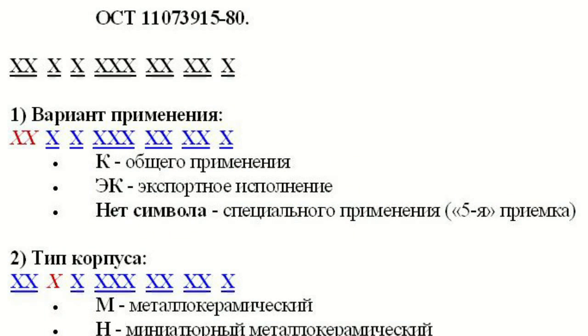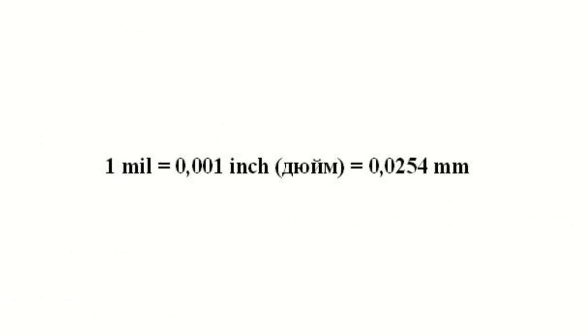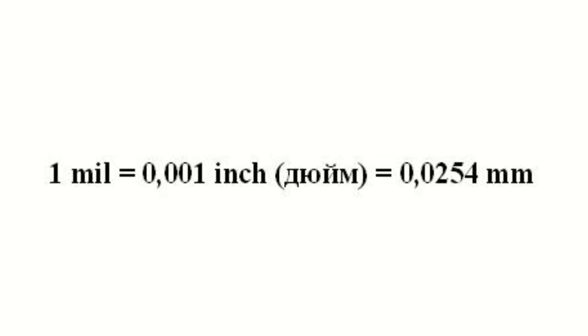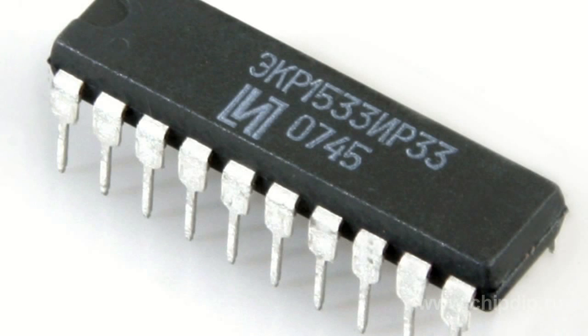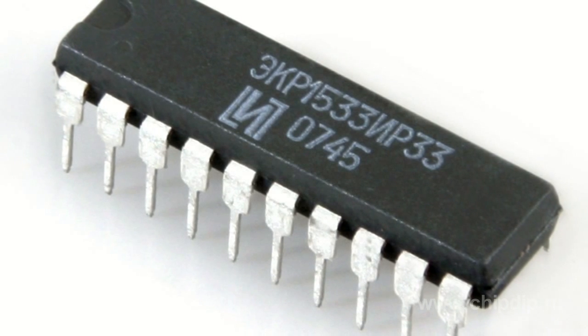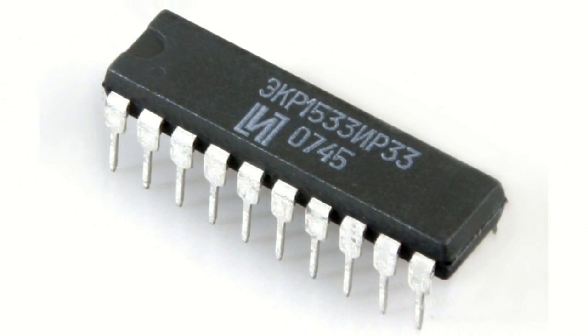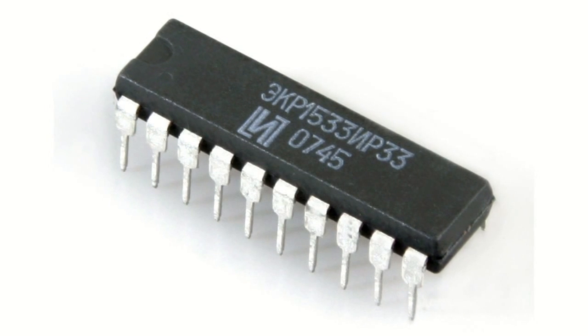The letter combination EK has appeared recently. It means expert version. The contact spacing of these chips is in compliance with international standards and is divisible by inch, or rather by mil, a value equal to 1/1000th of an inch or 0.254 millimeters. These microchips in DIP housing have 2.54 mm lead pitch, while the national microchips have 2.5 mm pitch.